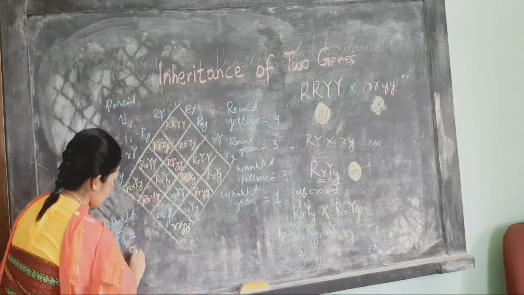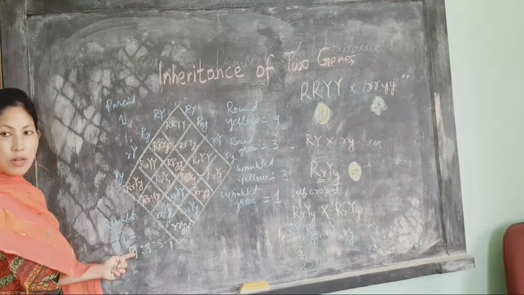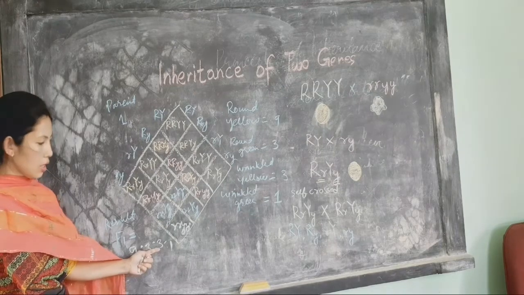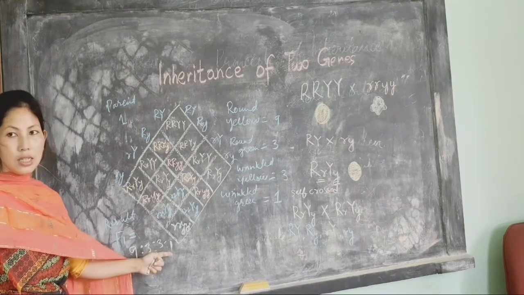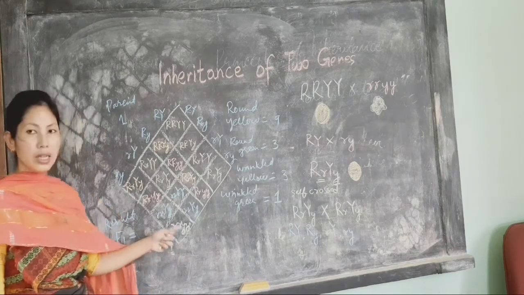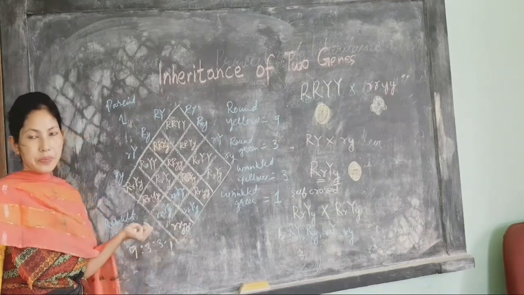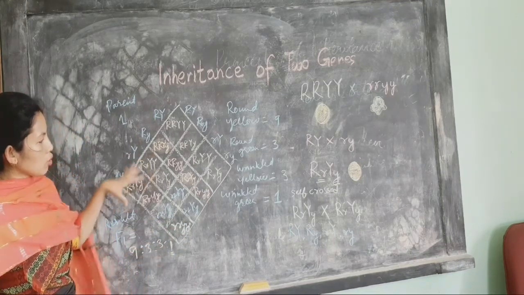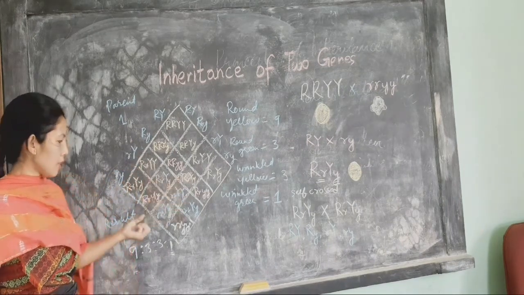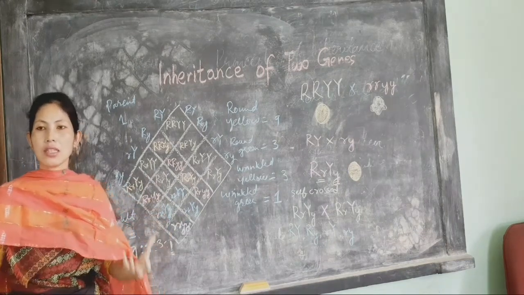So here 9:3:3:1. So 9 round and yellow, 3 round and green, 3 wrinkle and yellow, and the last, wrinkle and green, only 1. So you can see that the least is the wrinkle and green, because both of them are recessive traits. So with this also Mendel has expressed his experiment and has said that the characters are discretely segregated.